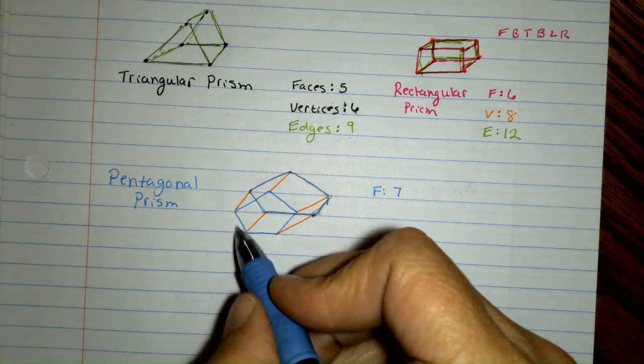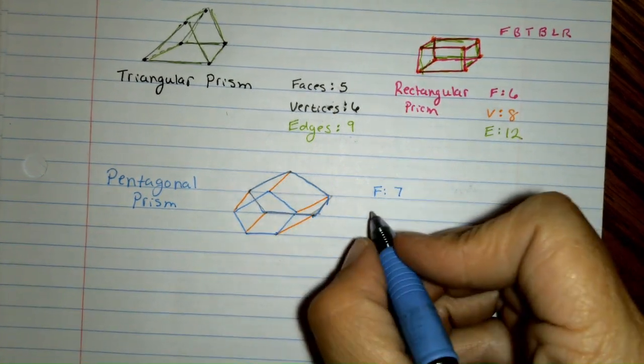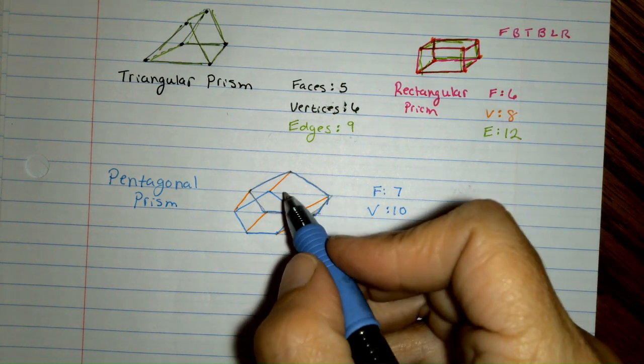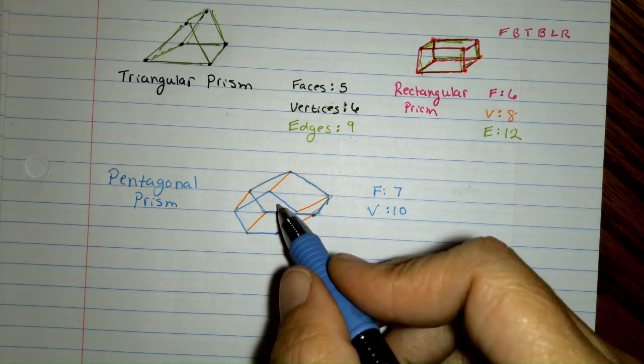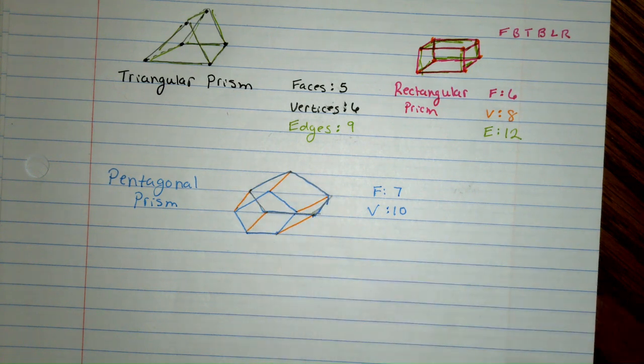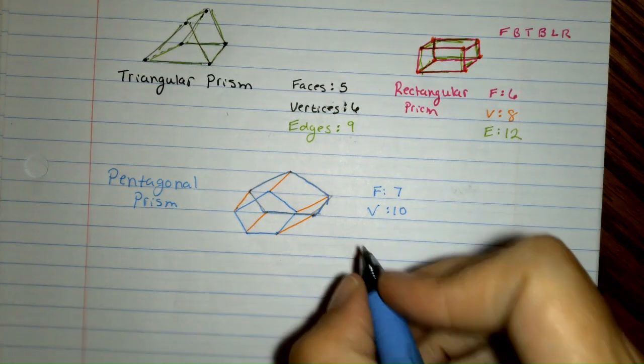We have the 5 vertices at the front, the 5 at the back, so our vertices are 10. And then for edges we have the 5 blue in the front, the 5 blue in the back, and then 1, 2, 3, 4, 5 orange, so we're at 15, right?